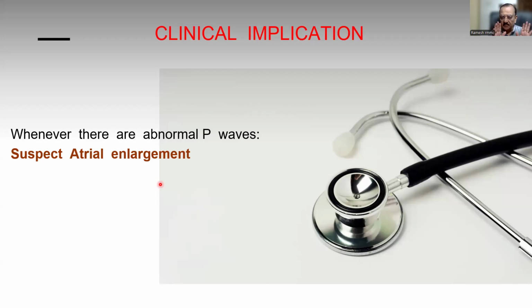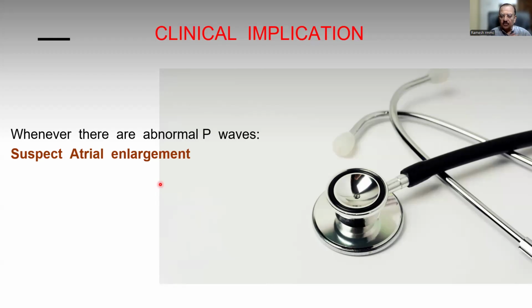So the clinical implication is, whenever there is an abnormal P wave, you have to suspect atrial enlargement. A big tall P wave, more than 3 small squares, or a wide P wave, more than 3 small squares, you should diagnose that the atrium is abnormal. There is some problem with the atrium. The atrium is dilated. That is what we have to understand, atrial dilatation.